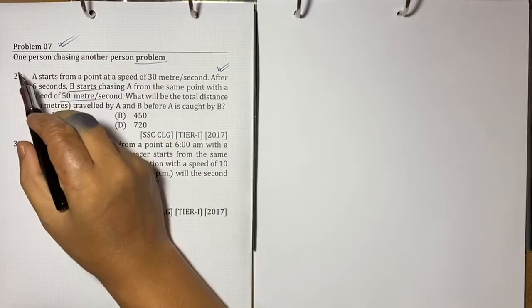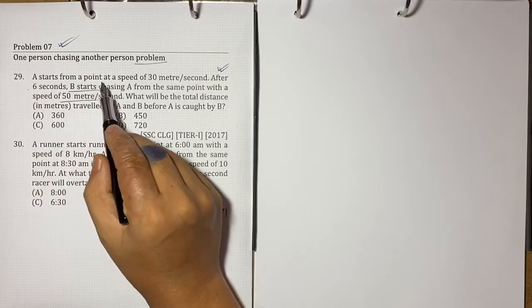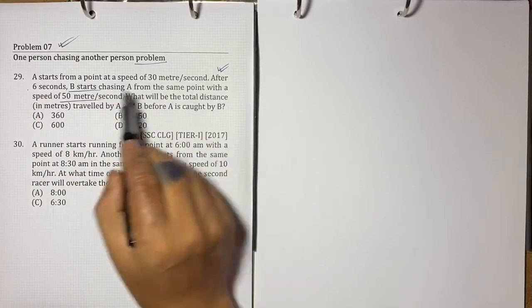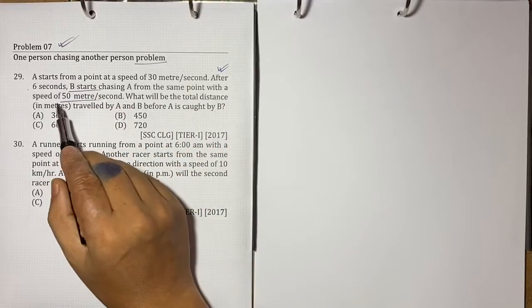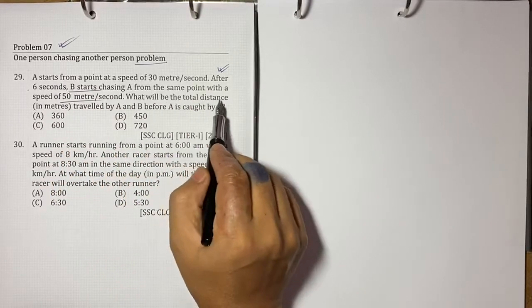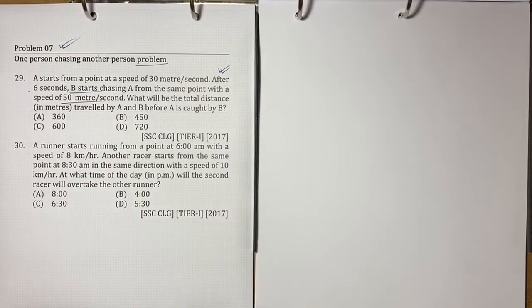Problem type 7: one person chasing another person problem. A starts from a point at a speed of 30 meters per second. After 6 seconds, B starts chasing A from the same point with a speed of 50 meters per second. What will be the total distance in meters traveled by A and B before A is caught by B?